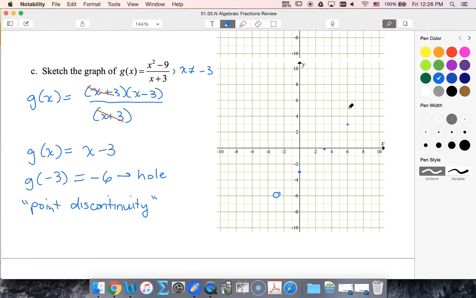Let's go for this way. So here's my line. It has to take a break there and then keep going onwards. So because this rational simplified to a linear equation, it looks linear but has a point discontinuity, which I'm going to draw nice and clearly.